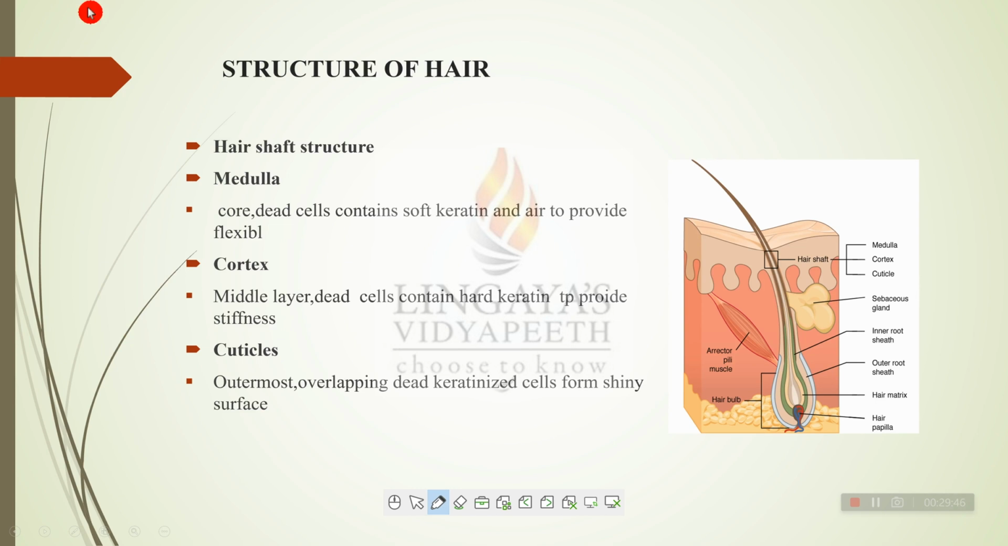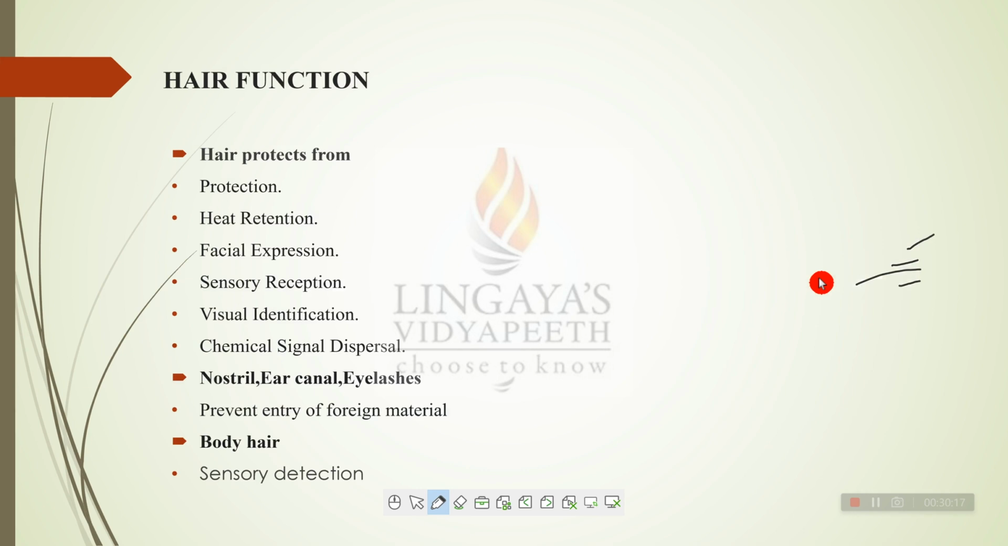Now talking about the hair shaft structure. The hair shaft is subdivided into three regions. First is the medulla, which consists of a core of dead cells containing soft keratin and air to provide flexibility to the hair shaft. Next, the middle layer is the cortex. It consists of dead cells that contain hard keratin to provide stiffness to the hair shaft. Last is the cuticle layer. It is the outermost layer, and overlapping dead keratinized cells form a shiny surface.